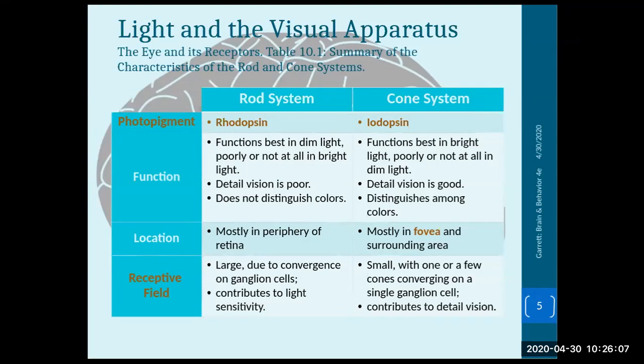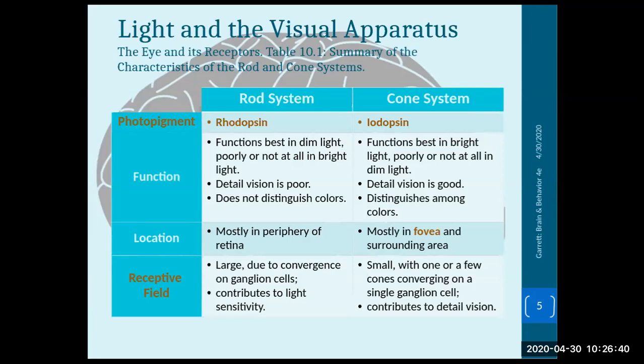So the receptive fields of the rods were really large, with many of them converging onto one ganglion cell. That means, you guessed it, the cones have very small receptive fields, with maybe 1 or 2 converging on a single ganglion cell. So this contributes to very detail-oriented vision. And the reason for that is it's very clear when you have a 1-to-1 connection with cones and ganglion cells, or even a 2-to-1 connection. You're giving a lot of information that's very specific.